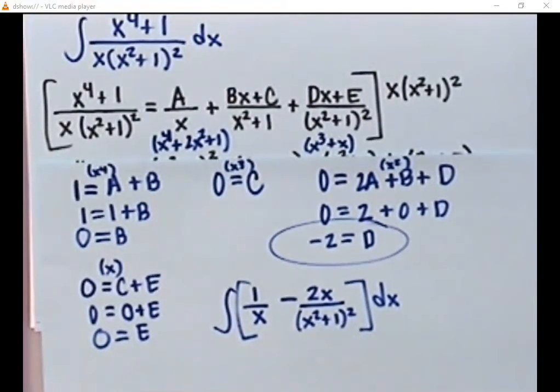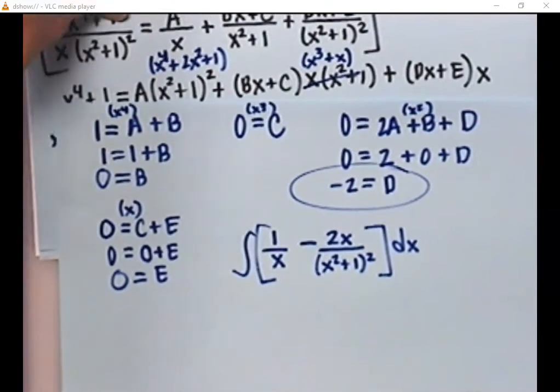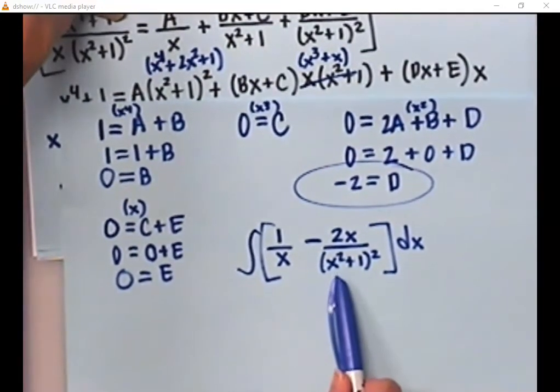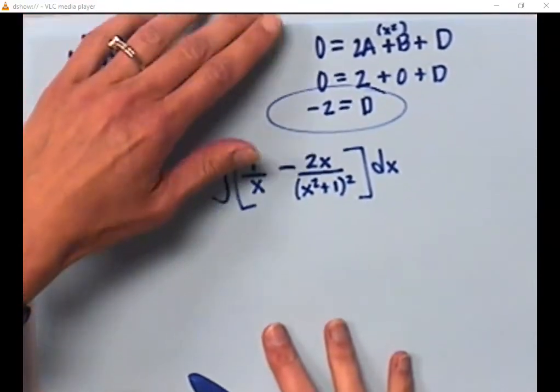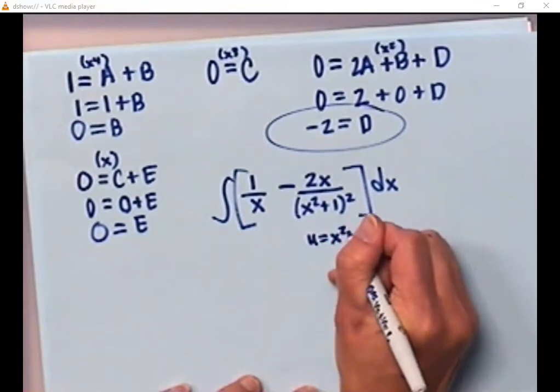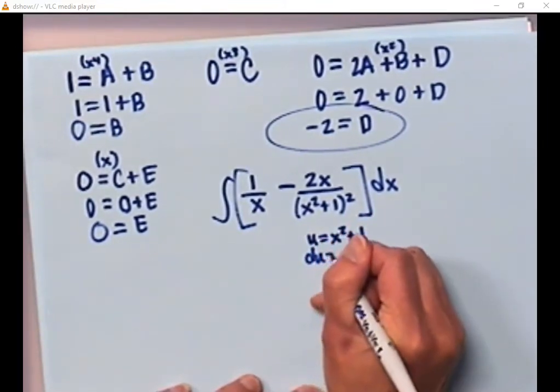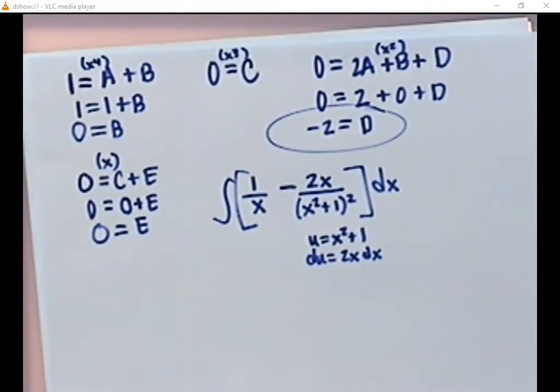Okay, so how do I integrate this? Can I integrate 1 over x? Yeah, no problem. What about x squared plus 1 squared over 2x, or with a 2x on top? U sub, I think, right? Because if u is x squared plus 1, there's the du right there. So I think that will work out. So let's do that in a minute. So a u substitution on this one. Make it 2x dx, so that should work out pretty well.